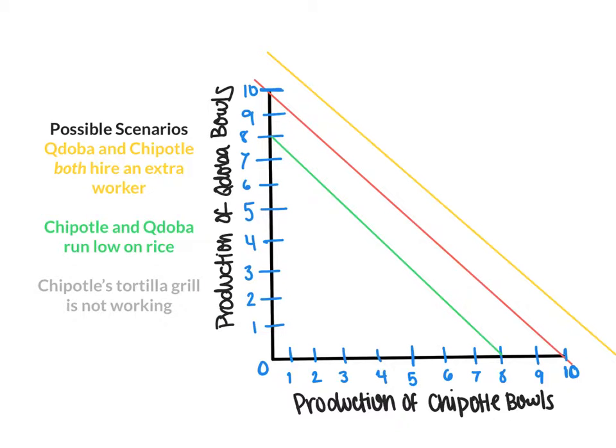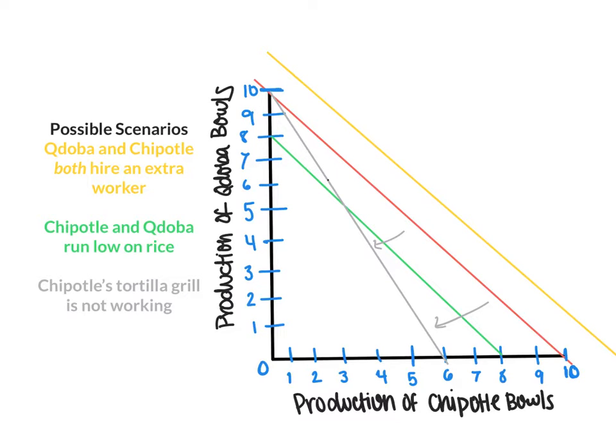Now, for our last example, let's pretend that Chipotle's tortilla grill stopped working, but everything else at Qdoba is working perfectly fine. This would lower the production of Chipotle bowls, but keep the production of Qdoba bowls the same, thus causing the red line to shrink on the x-axis and have a lower level of Chipotle bowls that can be made.